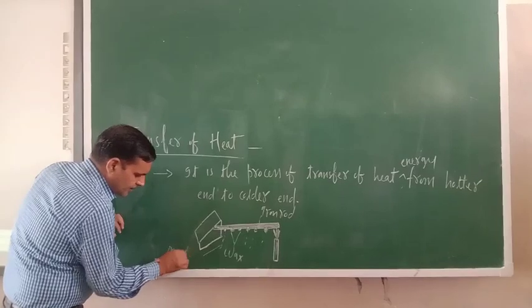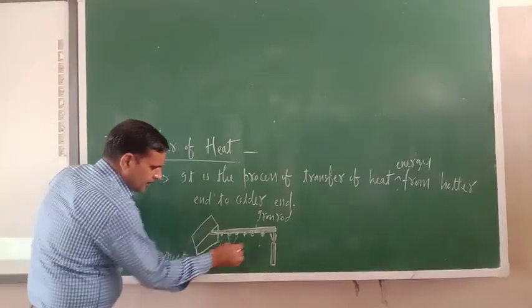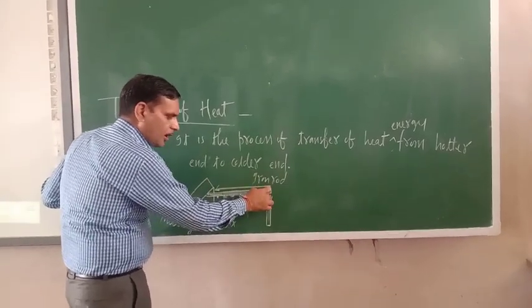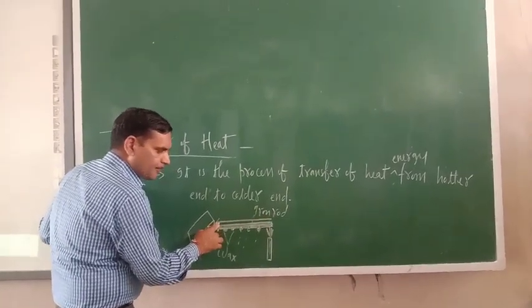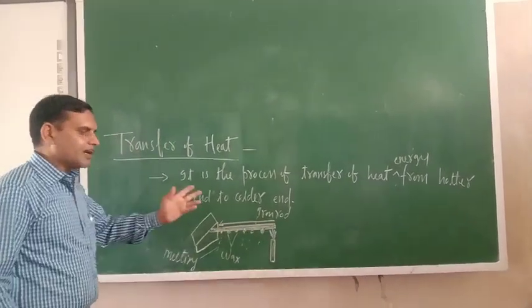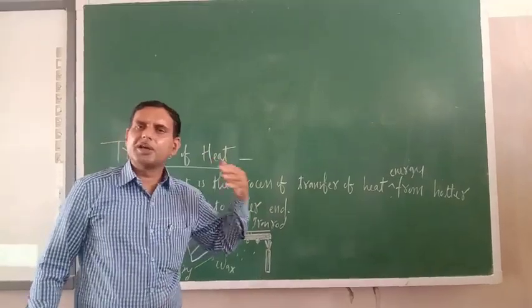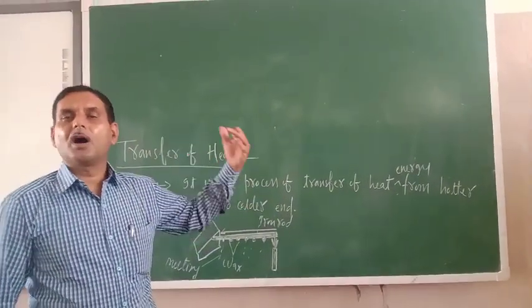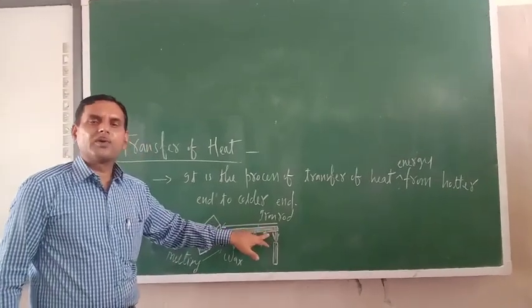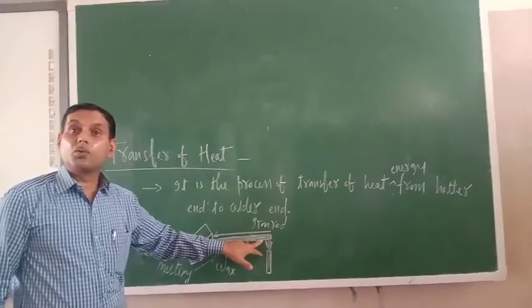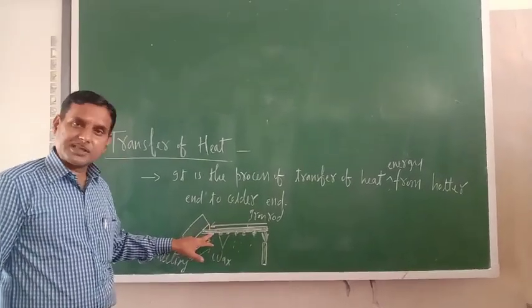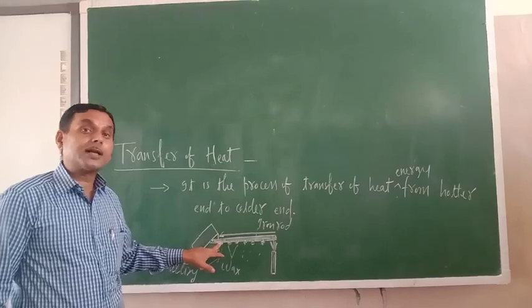So what is the meaning of this? The meaning is that heat transferred from here to this end. This is the hotter end, this is the colder end. Heat transferred from here to here. So the meaning is that heat always transfers from hotter end to colder end. That is why the wax fixed here not only melted, the wax fixed at this end also melted.